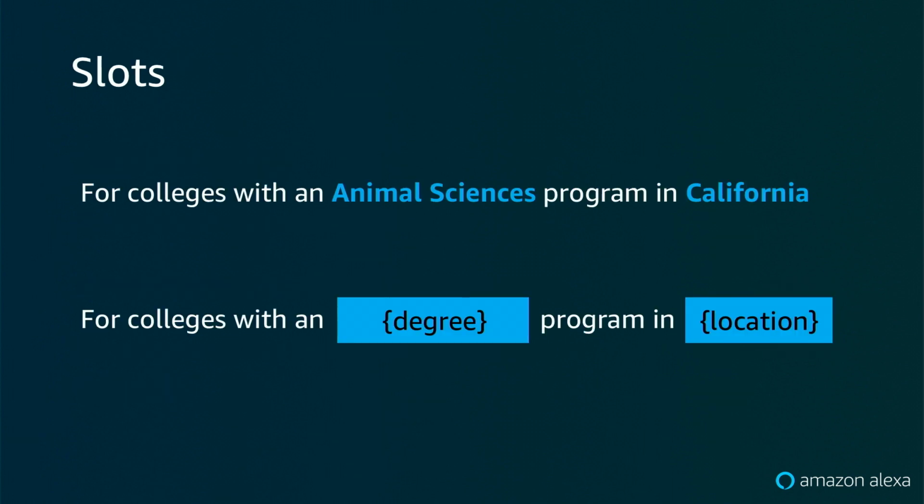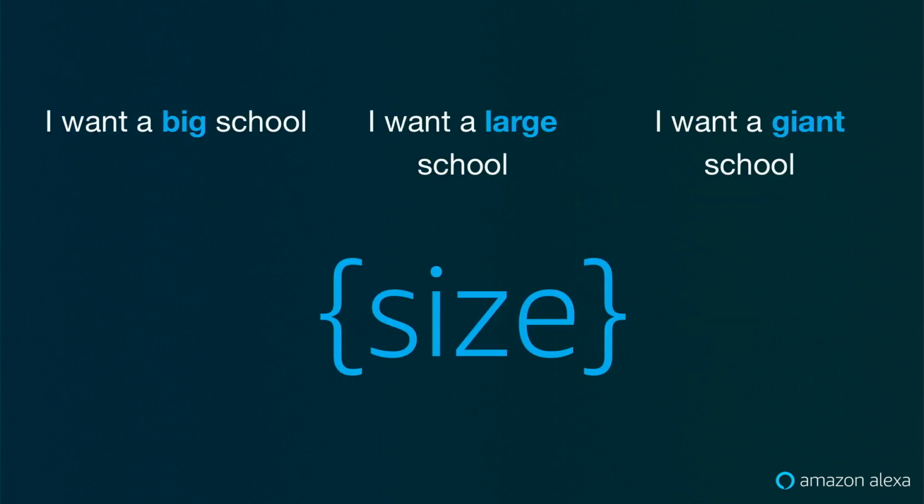So let's dig into a little bit about slots. Yeah, so the slot is the part of the utterance that we could have a lot of variation in. So in this example here, we say for colleges with a degree program in a location. So that could be an engineering degree in Colorado, an animal science program in California. It could be any one of those things, and those slots need to map to those intents yet again. Yeah, great. And now slots can have things like a degree in it, but they can also have other variations. So here's a size. We have big, large, giant. That could be like engineering, art, animal sciences, and so forth. But it can get deeper than that on every slot.